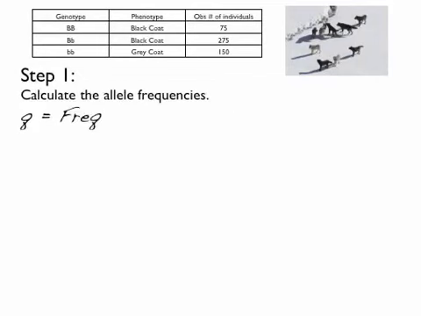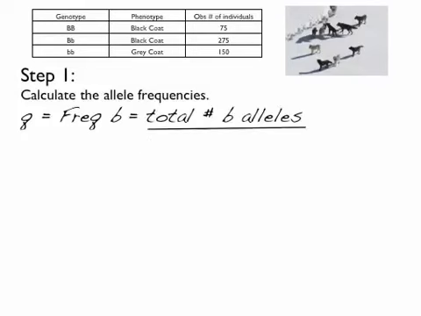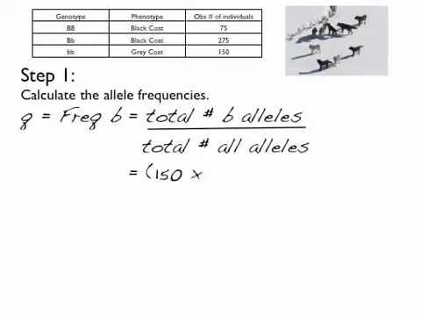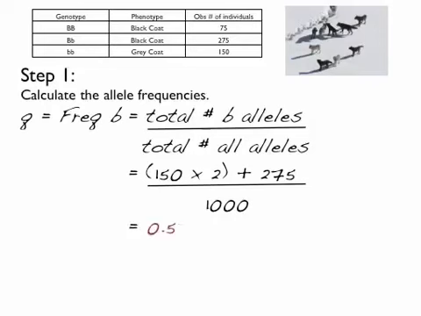Now we can do the same thing with the recessive allele. Q equals the frequency of the recessive allele. We count up the total number of recessive alleles divided by the total number of all alleles. As before, we have 150 times 2 plus 275, over 1,000. 150 times 2, because there are 150 homozygous recessive individuals, and again, 275 heterozygous individuals. That gives us a value of 0.575.